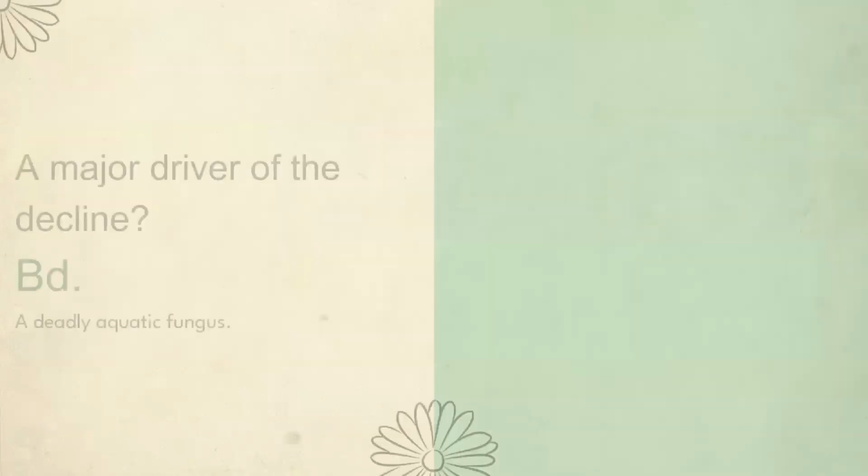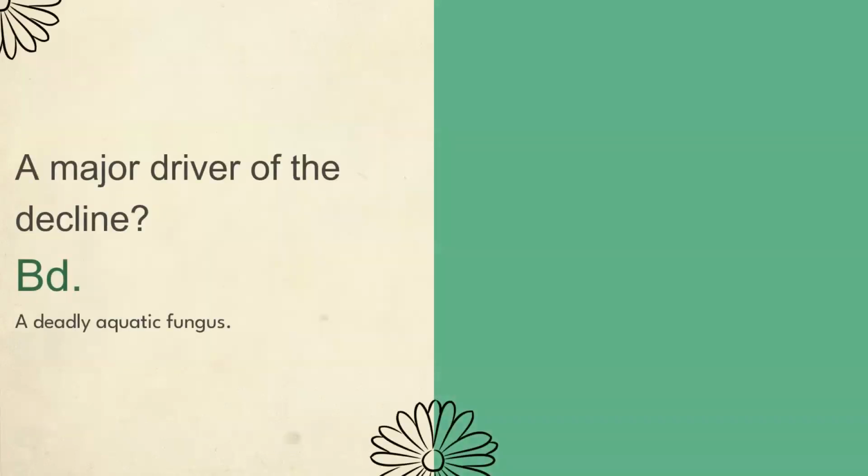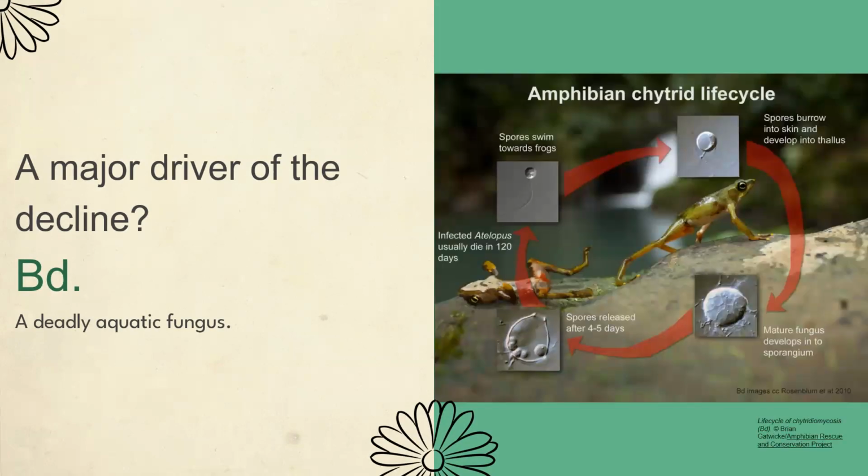And the major driving factor is Bd, a deadly aquatic fungus. So how does Bd work? Bd lives in the water as a zoospore, and it travels through the water and reproduces until it can find a host. And these hosts are commonly amphibians.